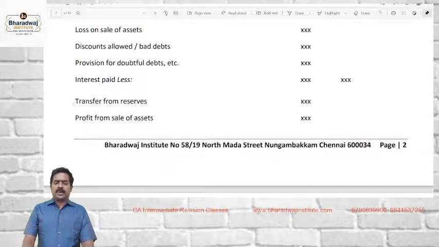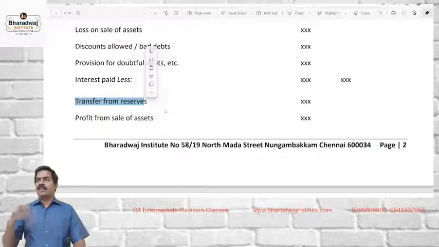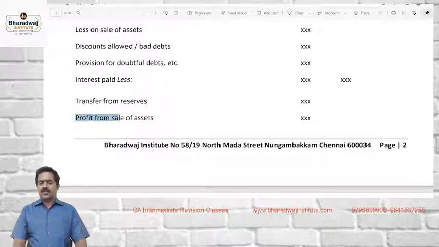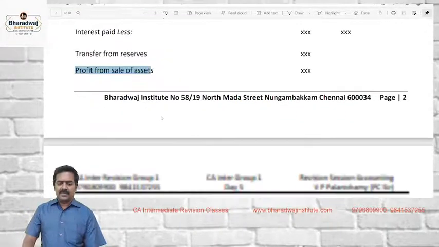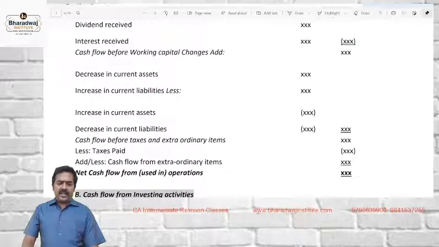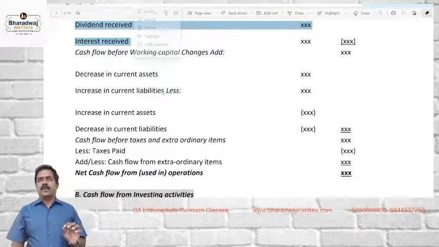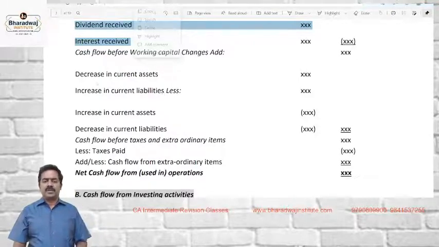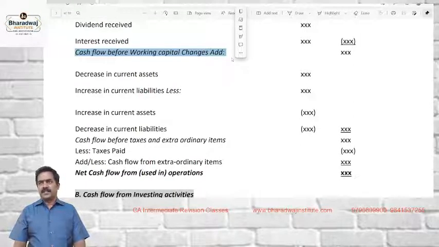If you transfer back from reserve, sometimes for inadequacy of profits to declare dividend, they will take it from general reserve and declare dividend. If there are any such transfers made, you do it. Profit on sale of assets is non-operating in nature, eliminate it. Then, if you find any non-operating incomes like dividend receipt, interest receipt, all those things, you eliminate it. So, if you adjust for non-operating items and non-cash items, you will get which one? This is called cash flow before working capital changes.